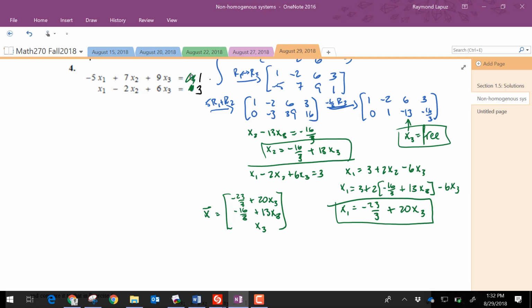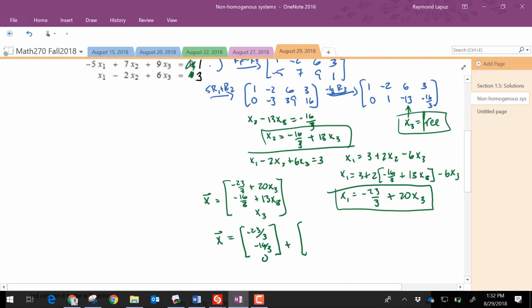And now we notice that this is like addition and scalar multiplication, right? If you look at the last component there as 0 plus x3, there's a 0 constant along with negative 23 over 3, negative 16 over 3. So maybe we can split that up into two vectors, negative 23 over 3, negative 16 over 3, and 0, plus, guess what this is? 20, 13, and 1 multiplied with x3.